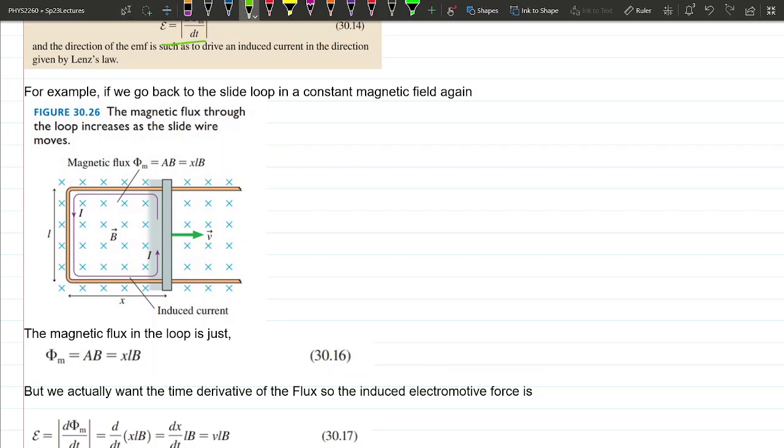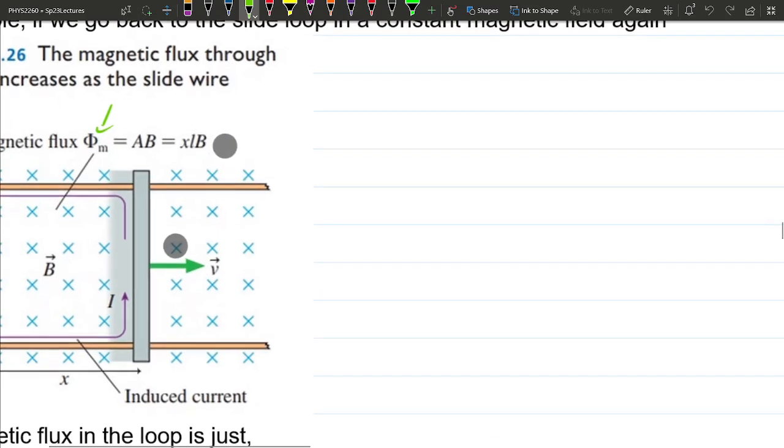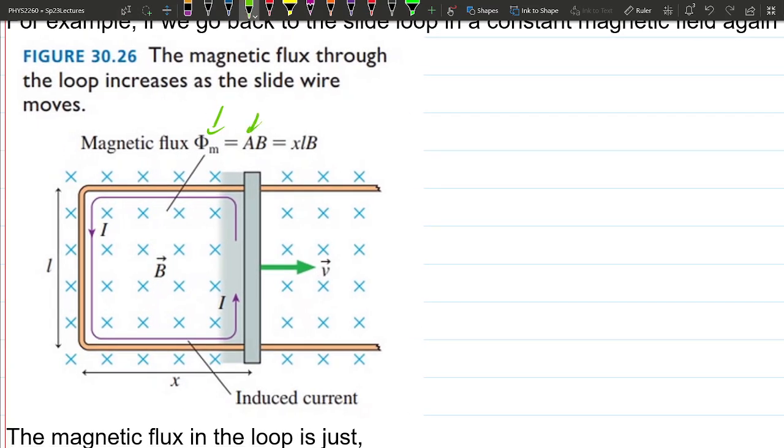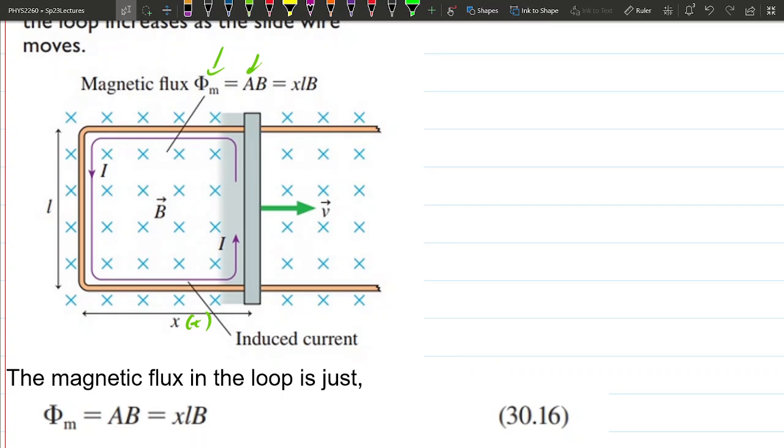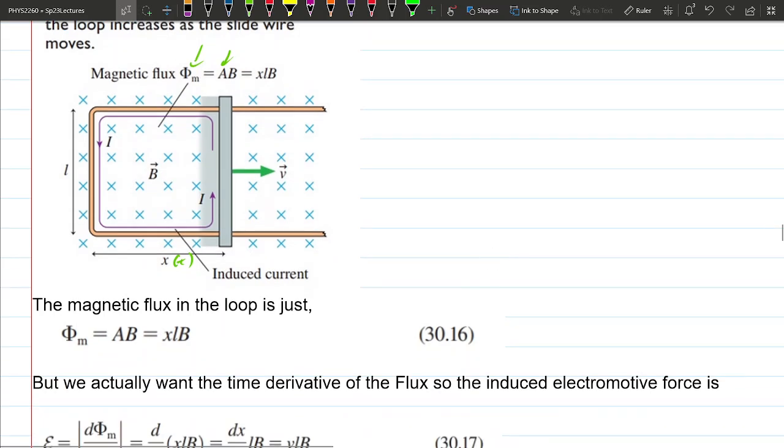This magnetic flux can be calculated by multiplying the area of this loop times the magnetic field. This is just a rectangle, so it has some length L, and the position of the bar is at some position X, which depends on time, because we're moving it to the right, so it's increasing with time. So the flux can be calculated by just multiplying X times L times B. This is a time-dependent variable, so just be a little careful.